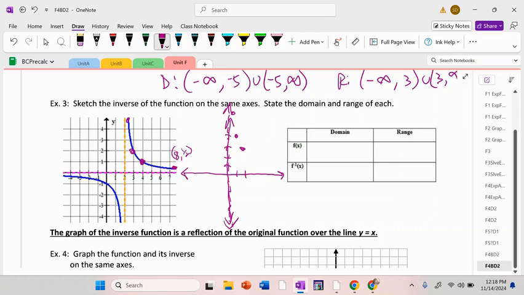What do you think the inverse of a horizontal line is? What's the inverse of a horizontal line? 3, 2, 1, go. Vertical. That's why that y equals 0. This was y equals 0. Now it is x equals 0. Domain and range exchange. That's really another way of looking at that.